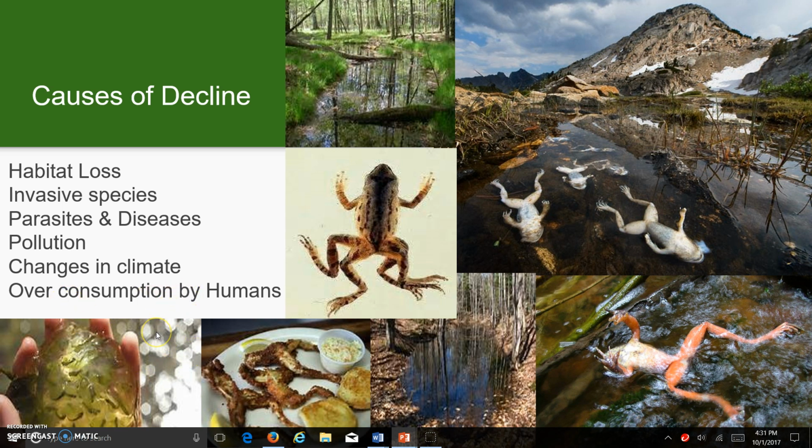Overconsumption by humans. People do eat frogs or frog legs, and it's prevalent in Europe, Canada, and the US. Frogs are hunted for delicacies such as frog legs and are imported by the millions. I'd like to jump back to parasites and diseases. There's a type of flatworm that's largely to blame for the increase in amphibians that are deformed. And there's a picture of a deformed frog here. Also, pollution can contribute to deformities.